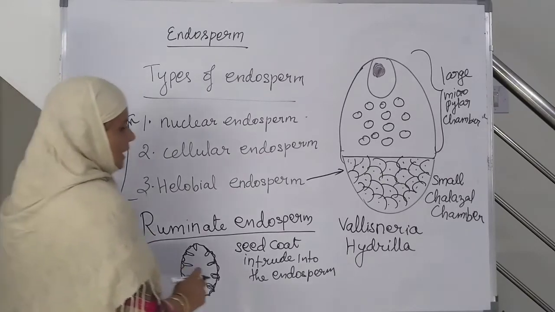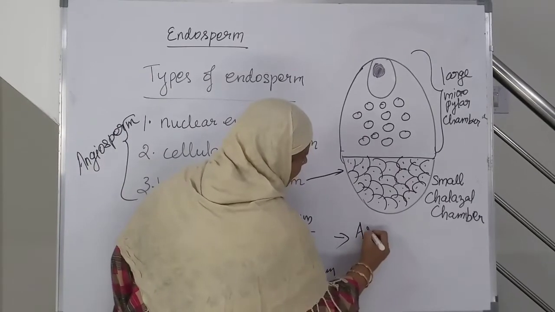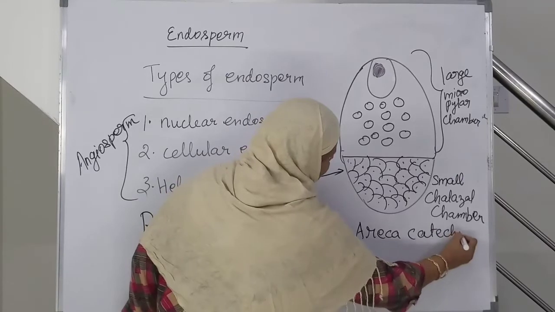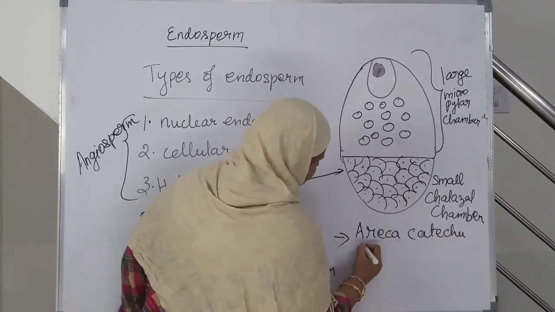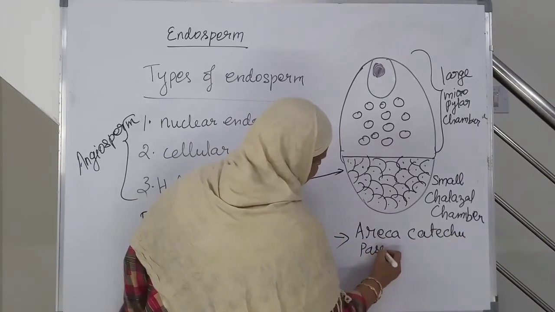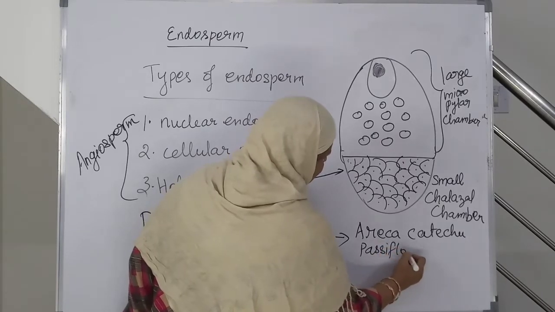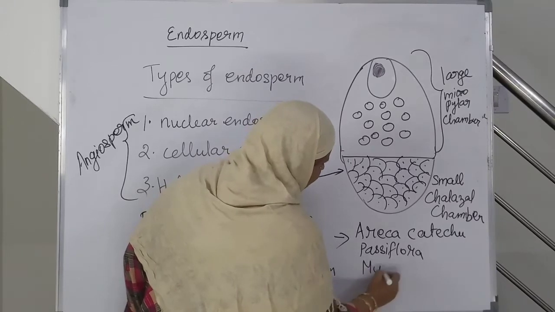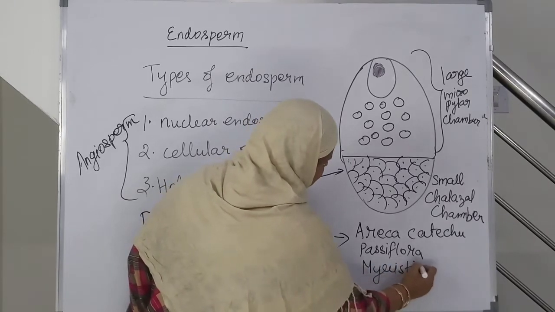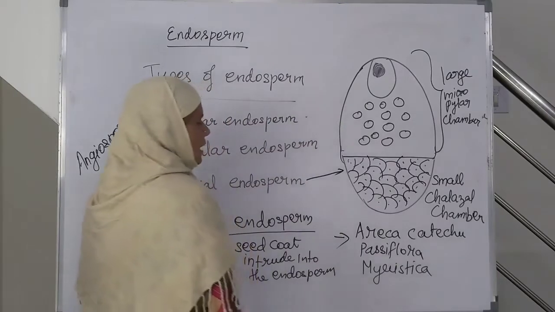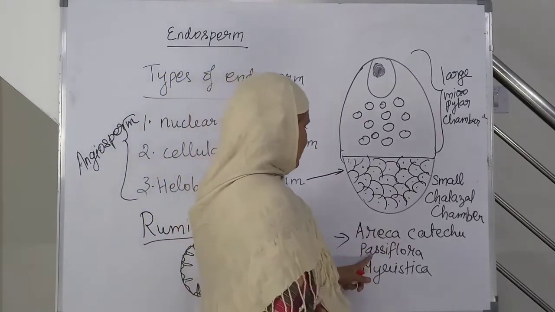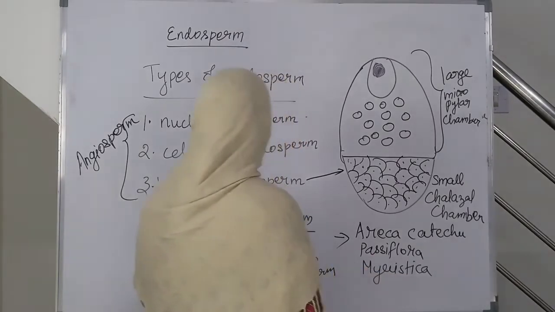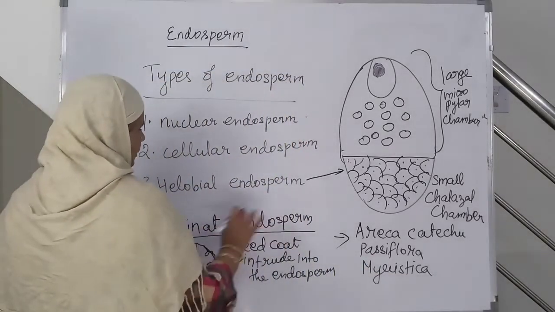Examples for the ruminate endosperm: Areca catechu, Passiflora and Myristica. These are the examples for ruminate endosperm.